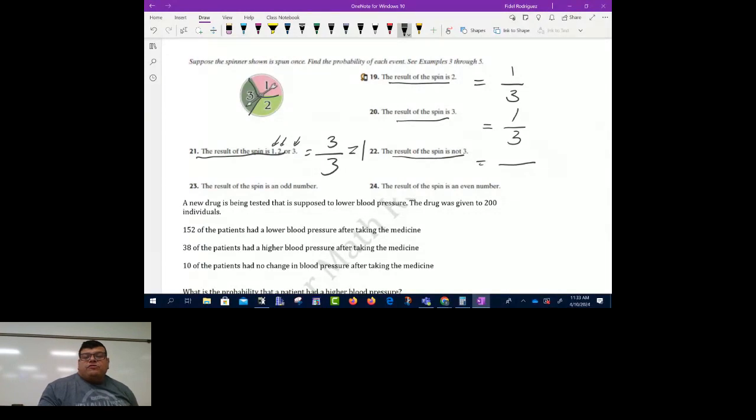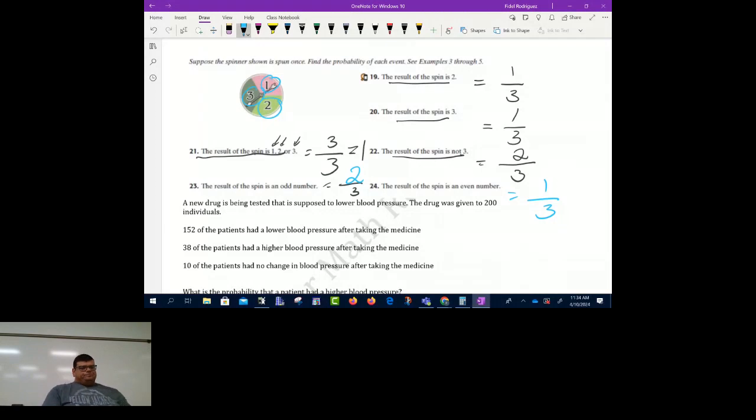All right. The result of the spin is not a 3. So y'all, out of the 3 equal pieces, 2 of them are not the number 3. Okay. What about an odd number? So y'all, an odd number, remember what odd numbers are? 1 and 3. So there's 2 odd numbers, right? And then an even number, y'all, would be the number 2. There's 1 even number. Okay, so 1 out of the 3.